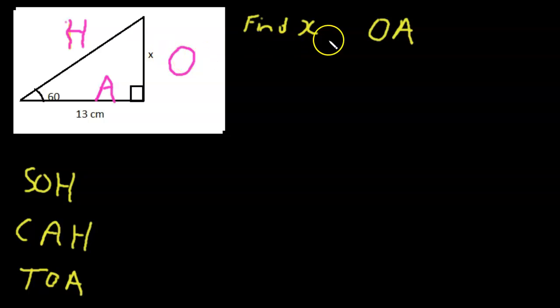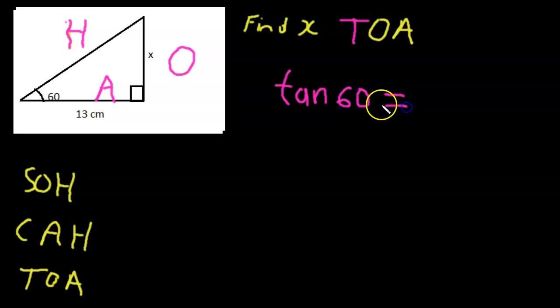So of course, you're given the adjacent and you're being asked to find the opposite. So which ratio has opposite and adjacent? That's tan. Right? So we're using the tan ratio. The tan ratio says tan theta. So tan of the angle. What angle are we talking about in this question? 60 degrees. So tan 60 is equal to opposite over adjacent. What's the opposite? x. And what's the adjacent? 13.